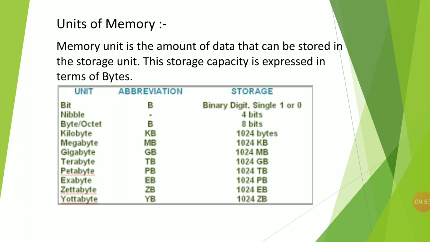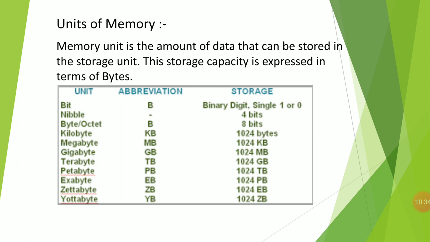The first unit is bit. Abbreviation is b. It stores a binary digit like 0 and 1. Next one is nibble. For this we don't have any abbreviation, and a nibble contains 4 bits. Next one is byte or octet. The abbreviation is B, and one byte contains 8 bits. Next one is kilobyte. Abbreviation is KB. It contains 1024 bytes.